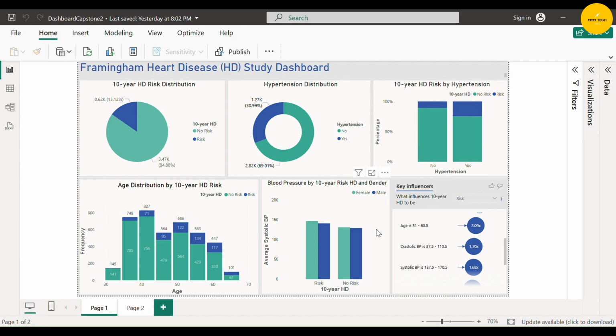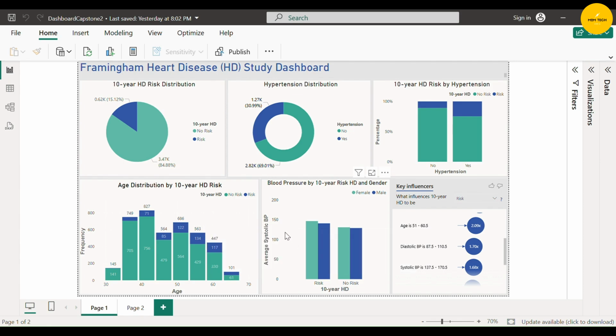In this visualization here, we can see a comparison of the average systolic blood pressure for these two groups. This group corresponds to the patients with risk of developing heart disease, and this group corresponds to the patients with no risk of developing heart disease. So each group is also segmented into females and males.